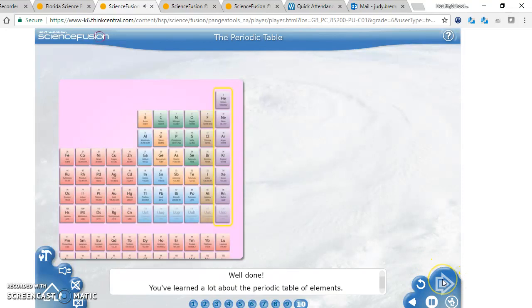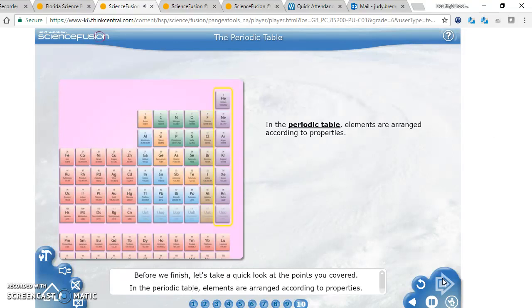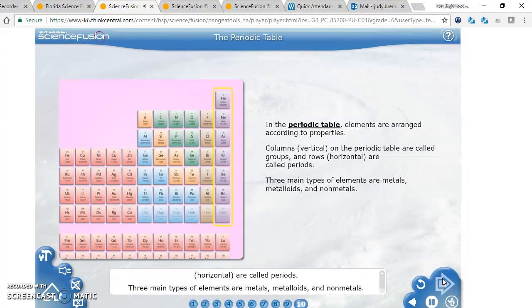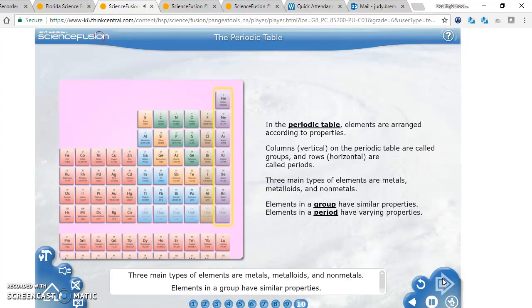You've learned a lot about the periodic table. Let's take a moment to review the main points of this lesson. In the periodic table, elements are arranged according to properties. Columns, vertical, on the periodic table are called groups, and rows, horizontal, are called periods. Three main types of elements are metals, metalloids, and nonmetals. Elements in the same group have similar properties. Elements in the same period have varying properties. Now that you've finished the lesson, click the menu button to exit.